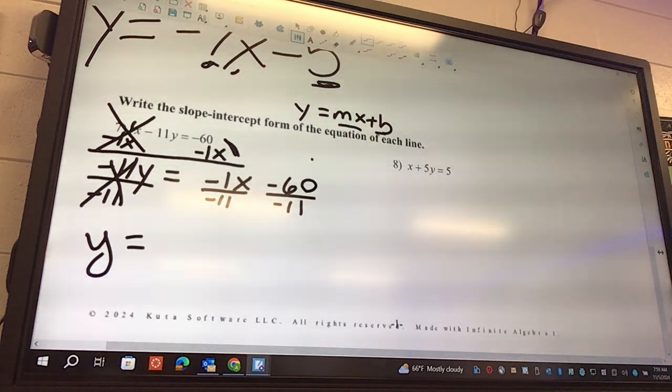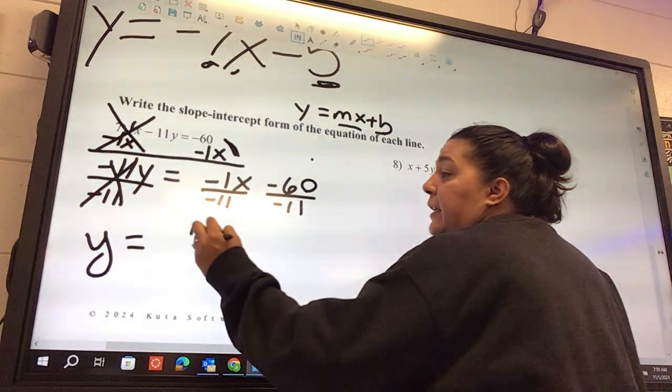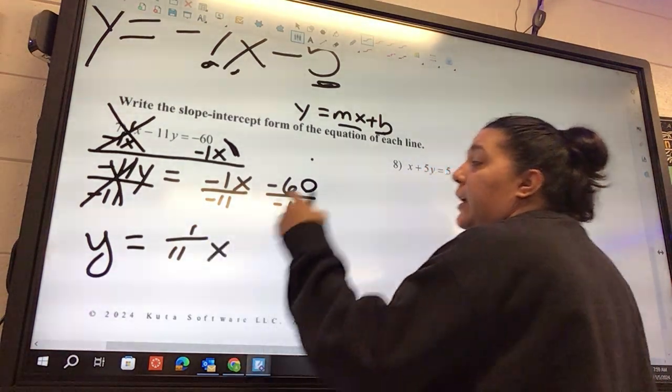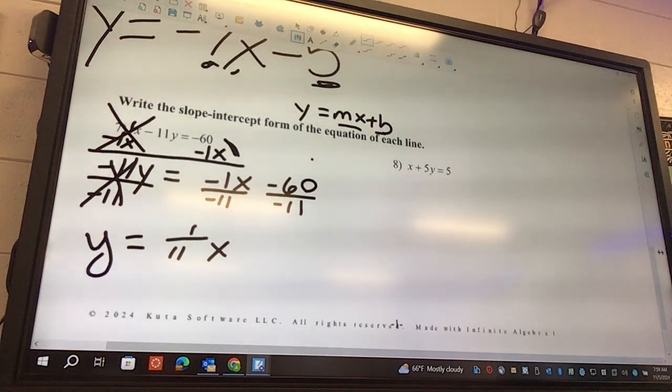You're going to hit your fraction button on the calculator, and you're going to say negative 1 on the top, and then hit your down arrow and say negative 11 on the bottom. That gives 1 over 11, so you're just checking to see what happened to the fraction. Then you're going to do the exact same thing: fraction button, negative 60 over negative 11.